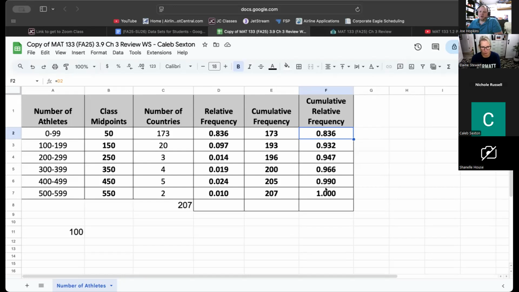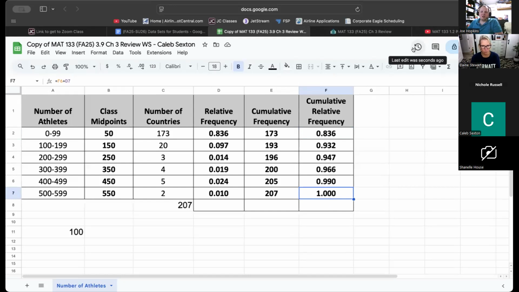And so I find that one much easier to do it that way, but you don't have to. You can do it the way that we talked about a second ago, which is you take your cumulative frequency and divide by 207, because that's your total. Either one of those will give you the same result. So, anyway, there's always more than one way to do things. So there's two ways to do it.